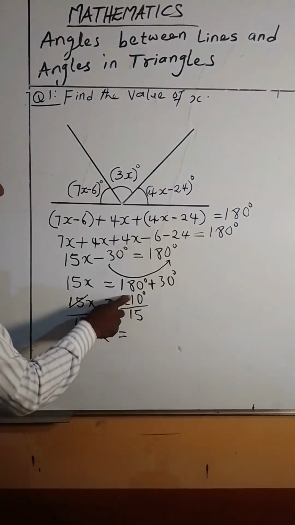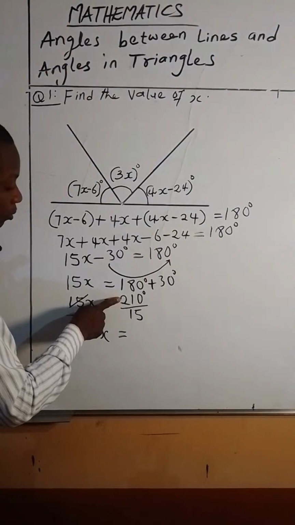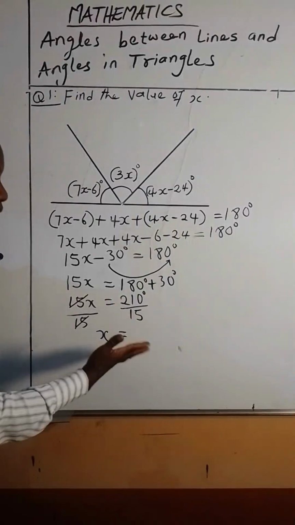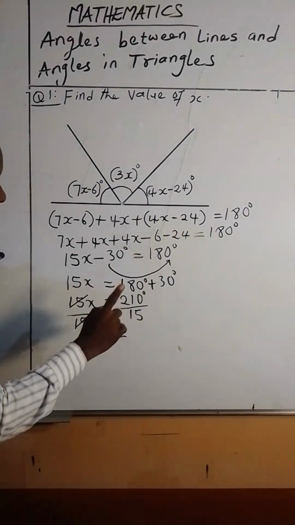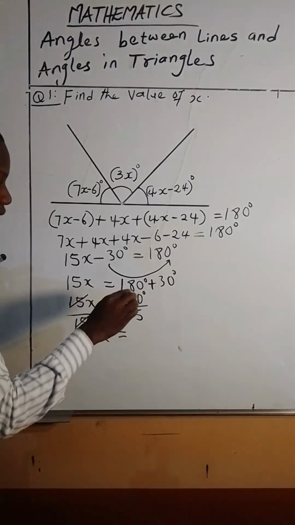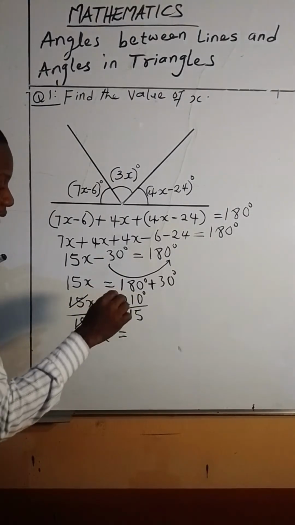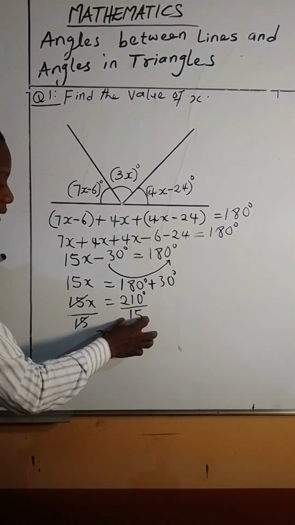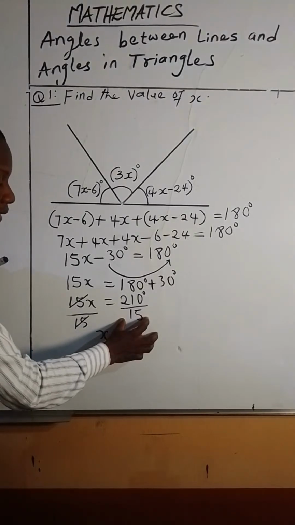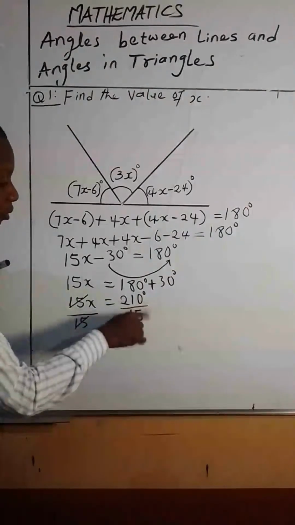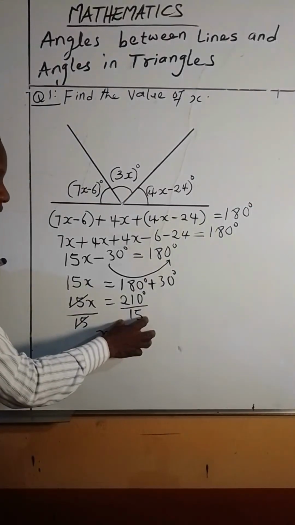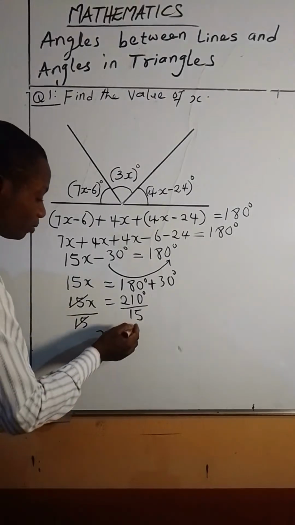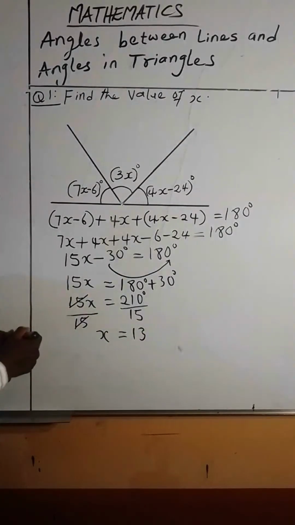So 15 into 210. The easier way to get it is 15 times 10. We know that 15 times 10 will give us 150. Then 15 times 12, that is another 30 added, to give us 180. Then another 15 to make it 13. If you add 15 to 180, we'll get 195, which means it's 13. 15 will go 13 times to give us 195.